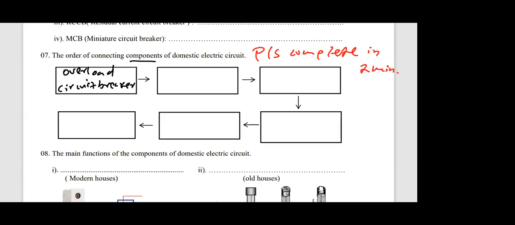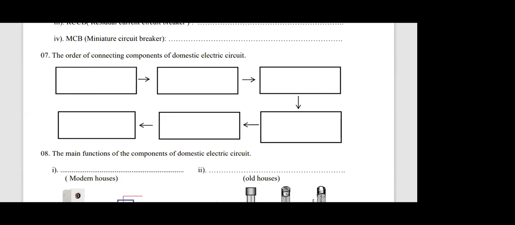Right. Who can tell me the next component? Please raise the hand, those who are done. What is the next component? You have to write this in the correct order. After the overload circuit breaker, what should come next? Tarushi, yes. Electric meter. Electric meter, yes, correct.